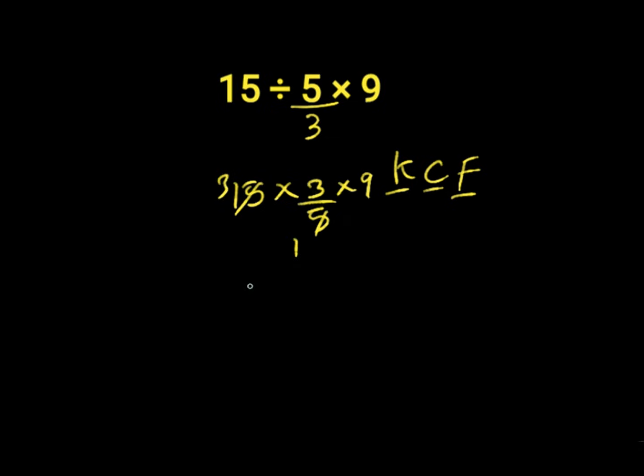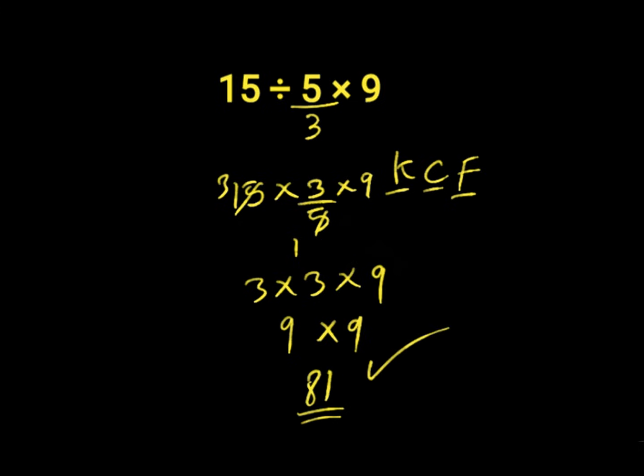Then we are left with 3 times 3 times 9. 3 times 3 will give us 9. Then we have 9 times 9. 9 times 9 will give us 81. 81 is the right answer to this question.